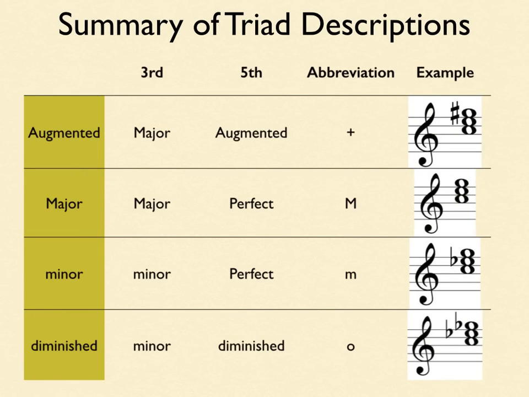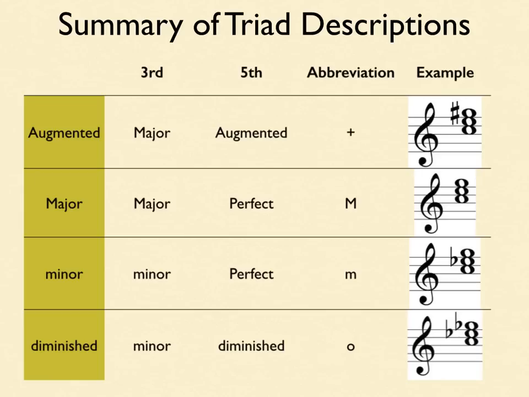And here's just a summary of the triad descriptions that we've come across so far. Again, augmented triad: it has a major third and an augmented fifth, and the abbreviation symbol that you use for that is the plus sign. I've just given you an example there on the C with an E and a G sharp at the top.